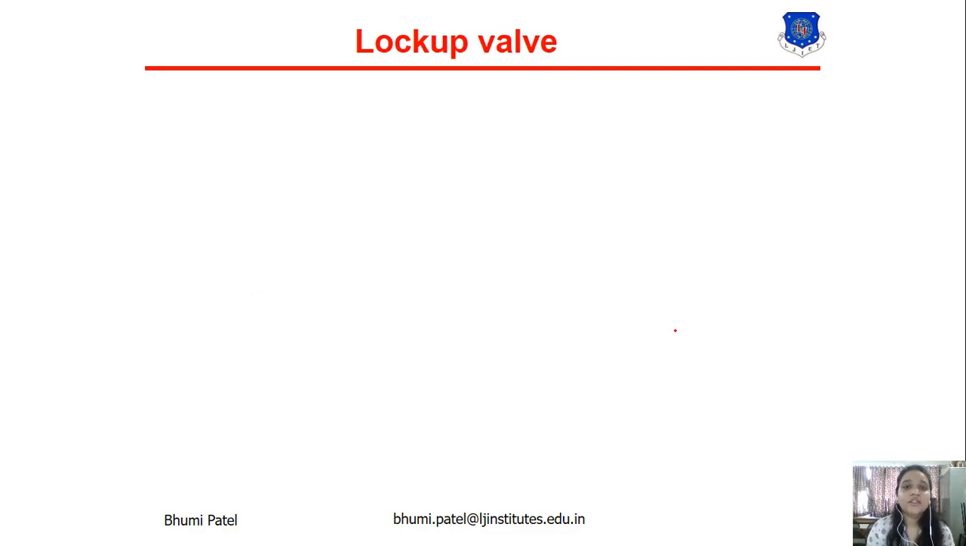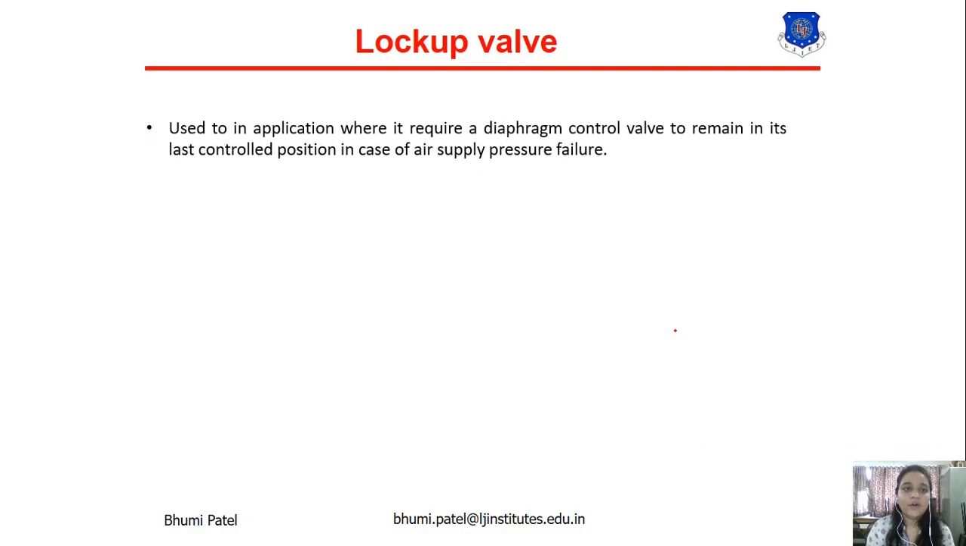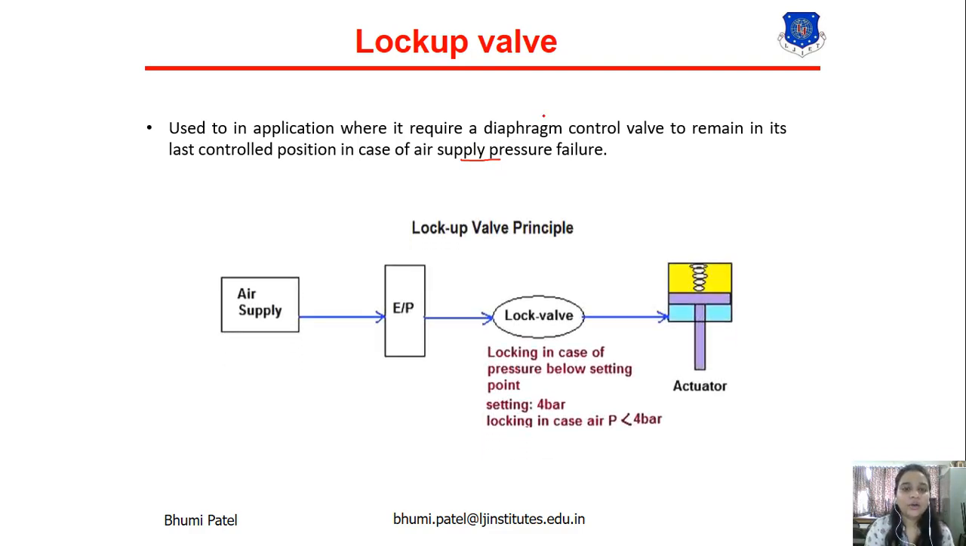Now the next one is the lockup valve. It is used in applications where a diaphragm control valve is required to remain in its last control position in case of air supply pressure failure. So if there is a problem in the air supply pressure and we want the reading of the last control position, at that time we can connect the lockup valve in the control valve.